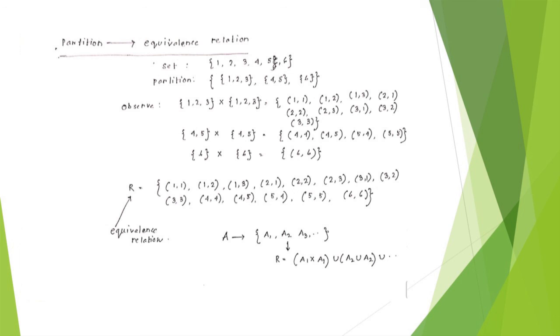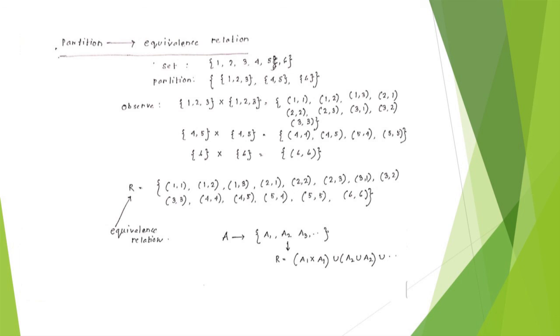Now we consider the set containing elements which are actually the union of these three sets. So we construct that set: (1,1), (1,2), (1,3), (2,1), (2,2), (2,3), (3,1), (3,2), (3,3), (4,4), (4,5), (5,4), (5,5) and (6,6). So this is eventually a subset of the Cartesian product of the original set with itself. So it is a relation.